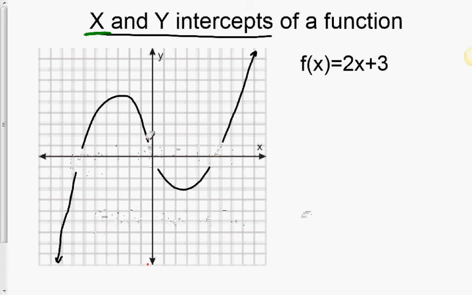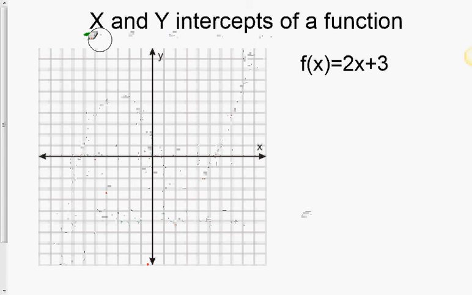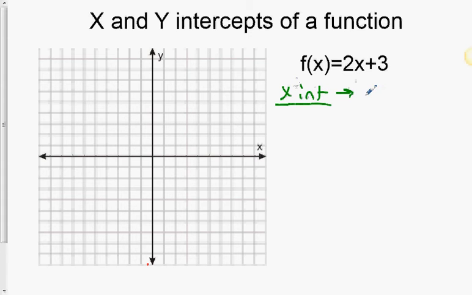So just like we described before, for an x-intercept, we're looking at where the y value is 0. Now, since this is in function notation, that means we're looking at where f of x is equal to 0. So we can set that equation equal to 0, and we're going to look at 0 equals 2x plus 3. And if we solve that for x, that's going to describe what our x-intercept is.